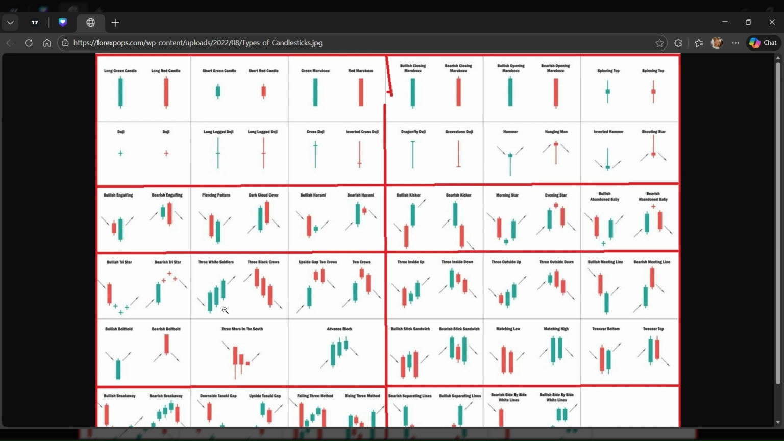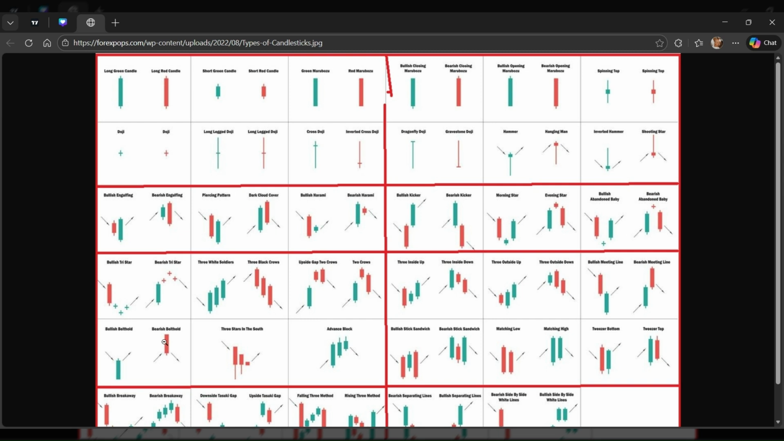Another one I like looking at is bullish and bearish engulfing. Basically, it's going down. We got a small red candle, and then the next candle is a bigger green one, and it engulfs, meaning it eats up the whole body of the red one. That's a pretty good candle that I like.